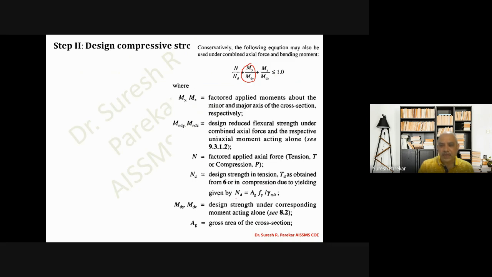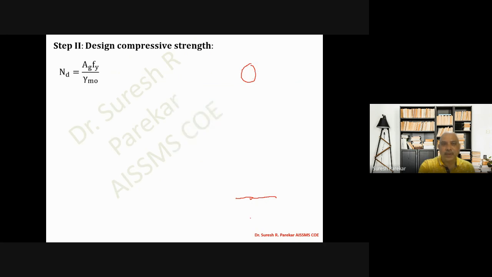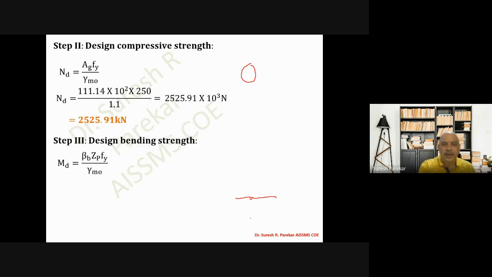So ND value we have for both as AG Fy upon gamma m. By using this formula, it may be in compression or in tension. AG is the gross area of the cross section. Then ND is AG Fy upon gamma m0. ND is 111.14 into 10 raised to 2 into 250 upon 1.1. So it comes to 2525.91 kilonewton.